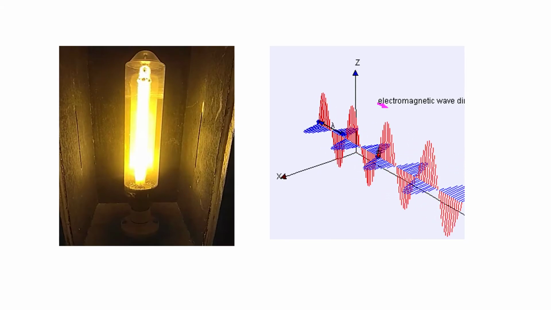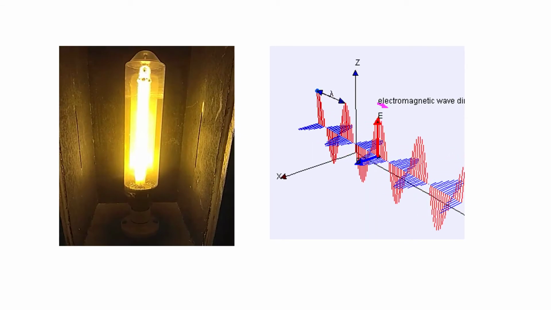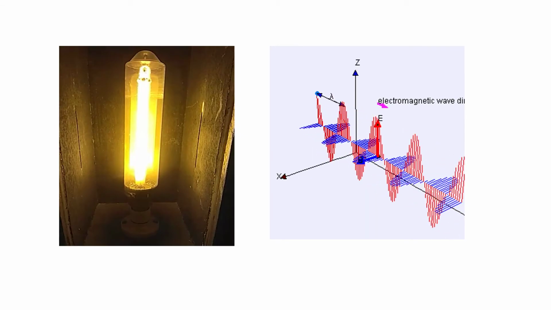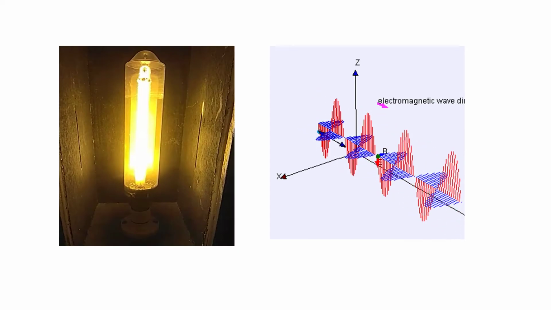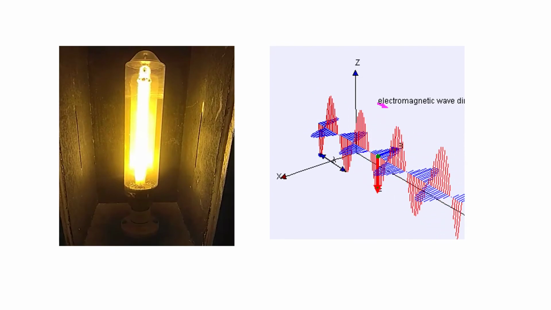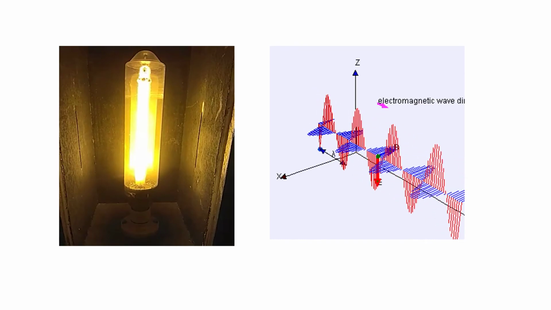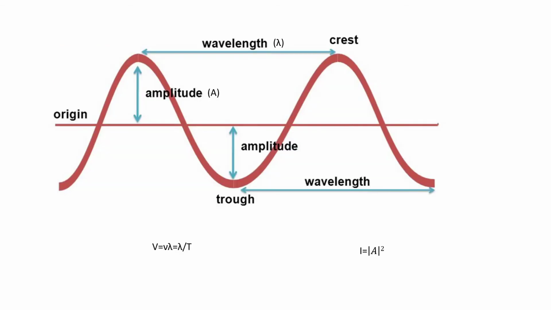In this case, the self-generating electric and magnetic fields are oscillating in phase with each other, and there is no need for a medium to propagate the electromagnetic radiations. So we have different examples. For example, sound waves and water waves are types of mechanical waves, and then there are electromagnetic waves.